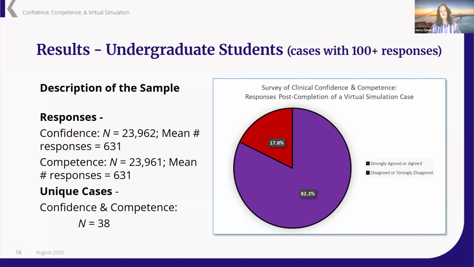As you can see on the pie chart, the proportion of favorable responses was high for both questions again at 82.2%.